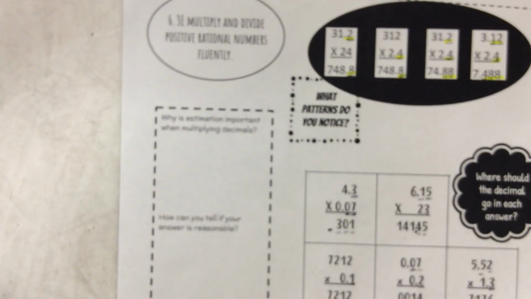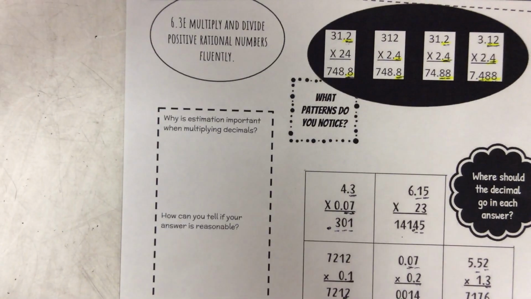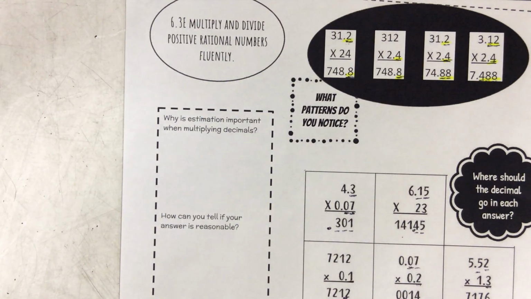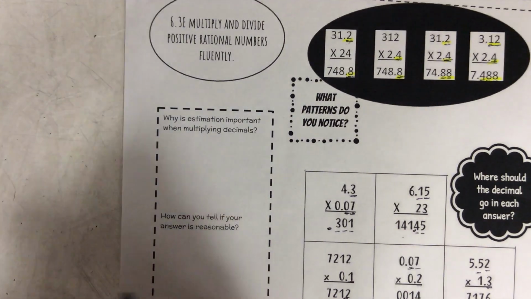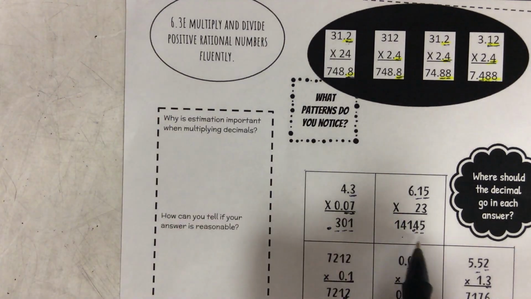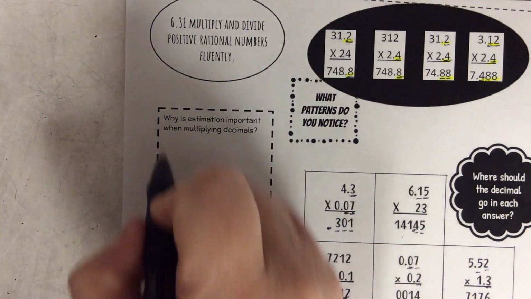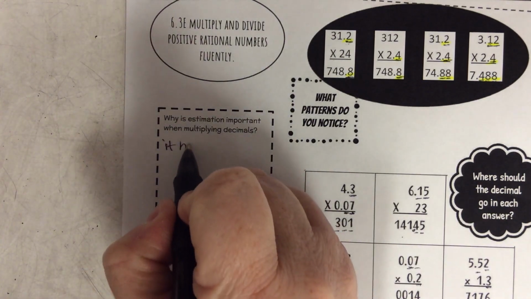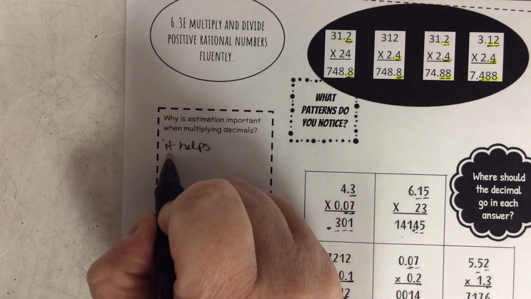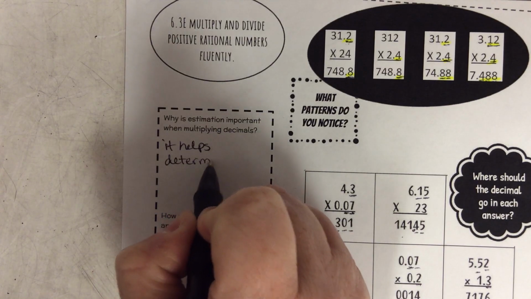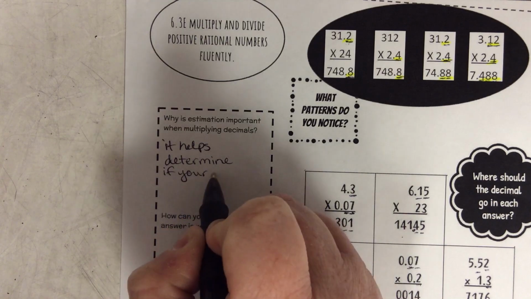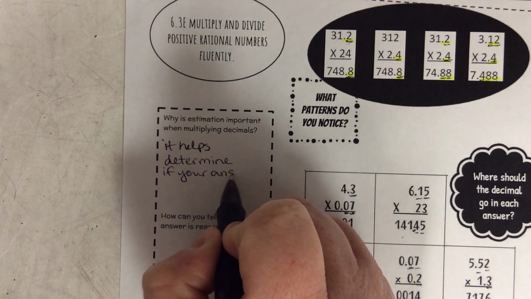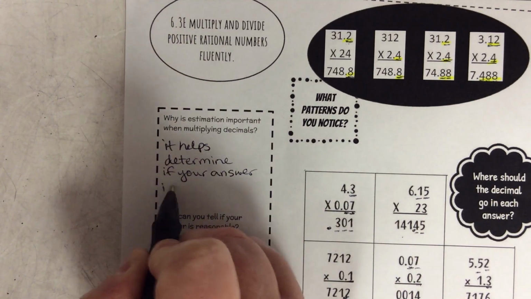Over here to the left, why is estimation important when multiplying decimals? Well, you're going to write this down, and I want to see it on your paper, but it helps you to determine if your answer is reasonable. You're going to write that down, okay? Helps you determine if your answer is reasonable.